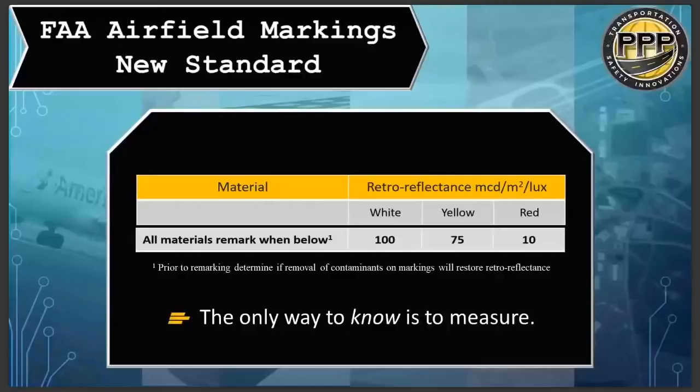But the overall message here is that this is a maintenance criteria. They are establishing a minimum threshold for white, yellow, and red markings, and the only way to know that you meet that threshold is to measure. There's no other way to do it. And we'll talk a lot about how to do that and the solution for that in this webinar. Greg is going to tackle a lot of that.